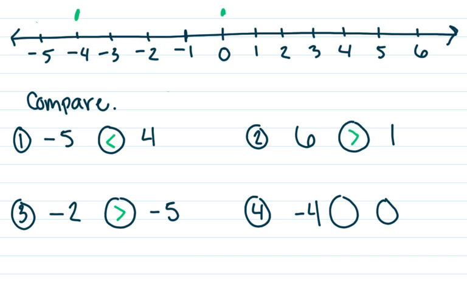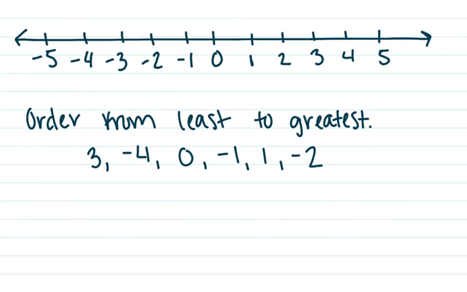So when I go to fill out number 4 here on my screen, -4 is going to be less than 0. And that is because -4 has less value than 0. 0 is actually bigger than -4. Something else that we can do is compare a list of numbers. So here I have a list of numbers that we need to put in order from least to greatest.